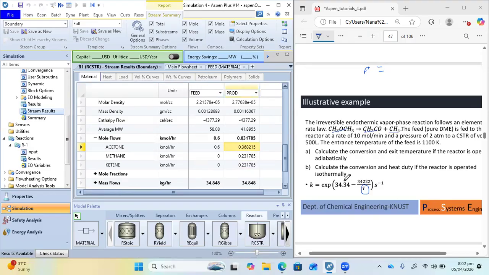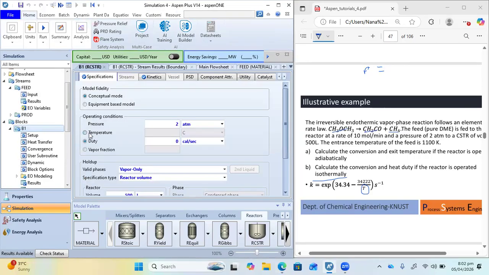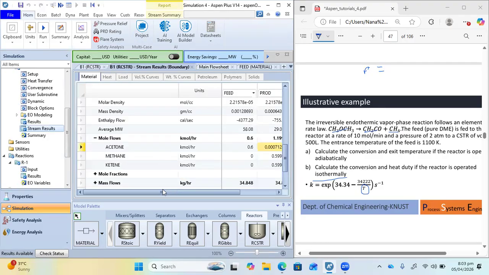Now, we were supposed to run it isothermally, like the second part of the question. What we would have done is that in the reactor, we would have specified the temperature to be the same temperature as what was coming in, so that it doesn't change. So it would be at 1100 Kelvin throughout. And then if we run it, we would have our results.